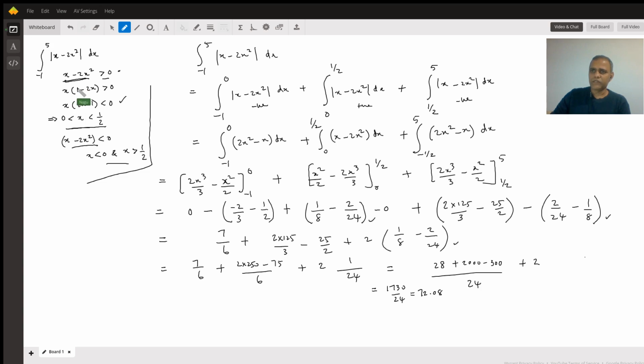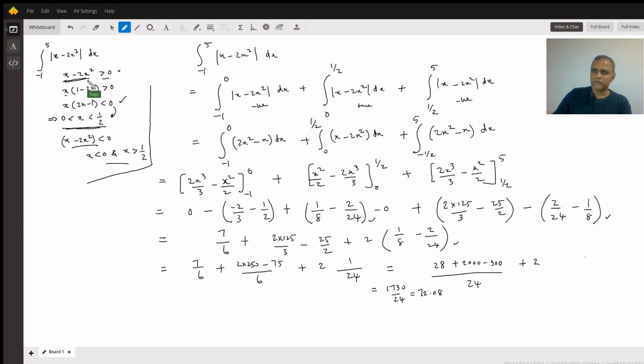Factorizing the left-hand side, you get x times (1 minus 2x) is greater than 0. Now let's multiply both sides by -1. When you do so, you get x times (2x minus 1), and the inequality sign is flipped because of multiplying with -1. And the range in which x lies is between 0 and half. This comes from this. Right?